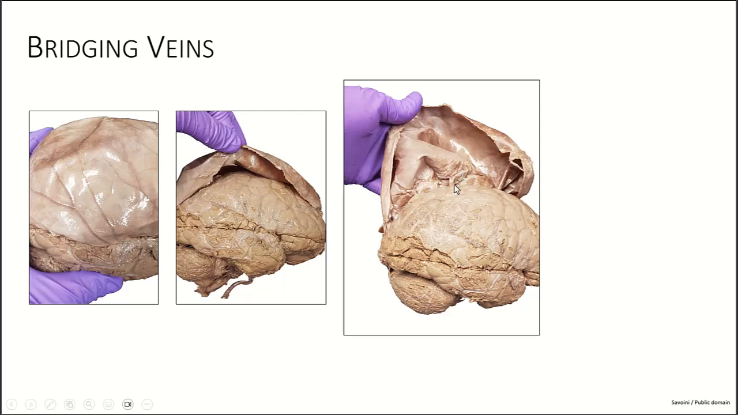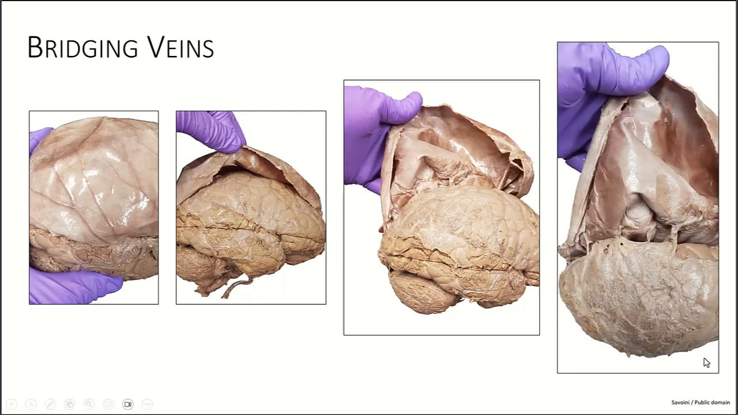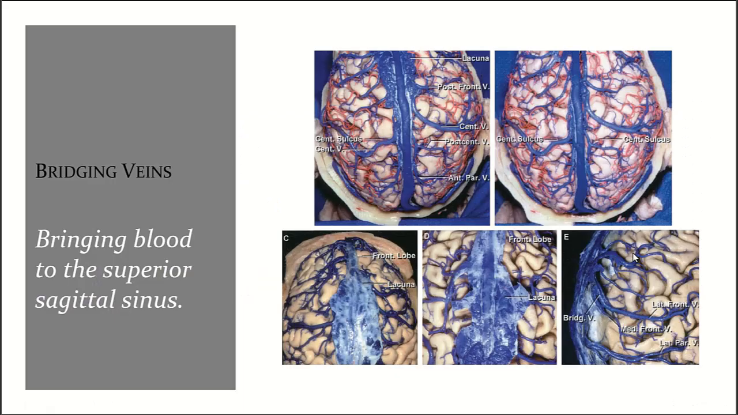And I can't lift it anymore because these little tethering points are the bridging veins. So the bridging veins, you can see a lot more obvious here. And the bridging veins are actually what would create a subdural hematoma. If these tore, you would have a bunch of blood accumulating under the dura.